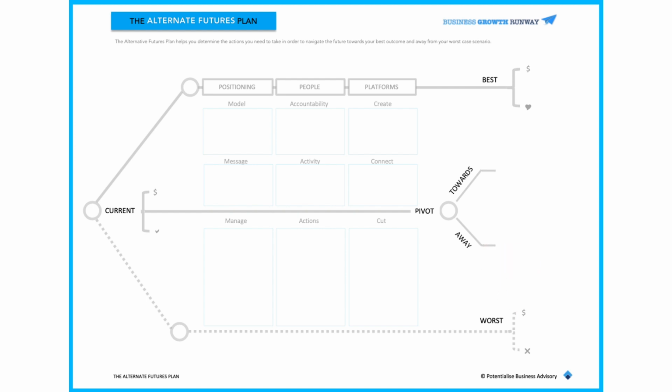Now, plot your best case outcome. This is what you're working towards, and also determine your worst case scenario, the place that you really want to avoid at all costs. That's it. Simple, really. Your Alternate Futures Plan.